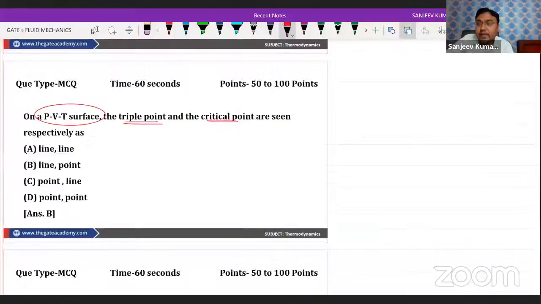Coming back to the same page. So which option is correct? Triple point we have seen as a line and critical point as a point. Okay, fine. So B is the right answer.